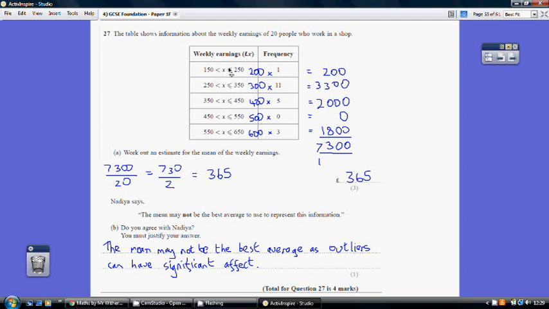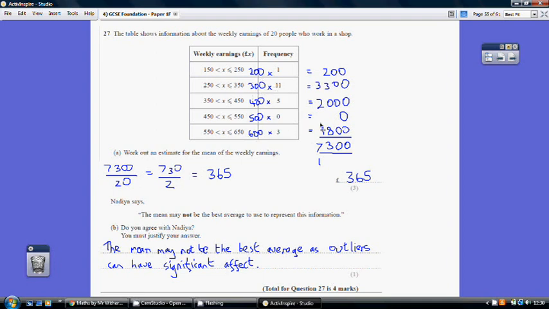So halfway between 150 and 250 is 200, 250 and 350 is 300, and so on. So we get our 5 midpoints. From then onwards we're going to assume that's exactly how much these people earned. So one person earned £200, 11 people earned 300, and so on.